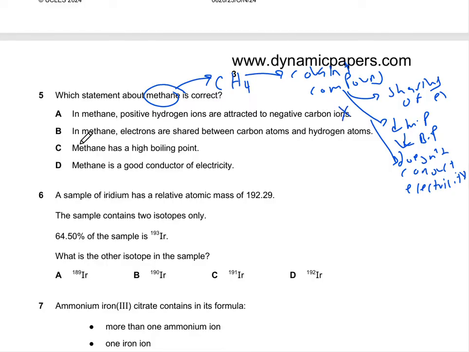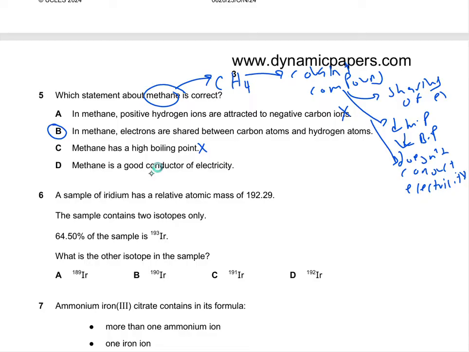No, that's wrong. In methane, electrons are shared between carbon atoms and hydrogen atoms? Yes, it shares electrons. It's a covalent compound. Methane has a high boiling point? No, we said covalent compounds have a low boiling point because there are weak intermolecular forces between molecules which need low energy to overcome.